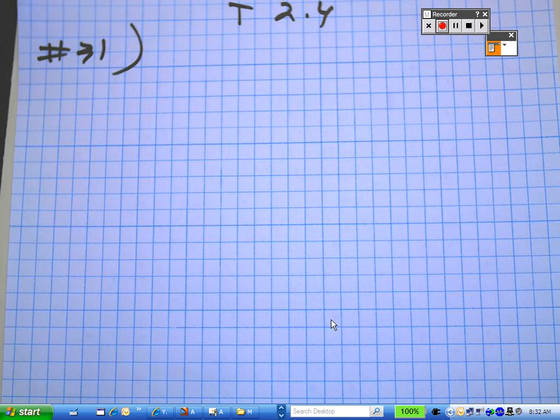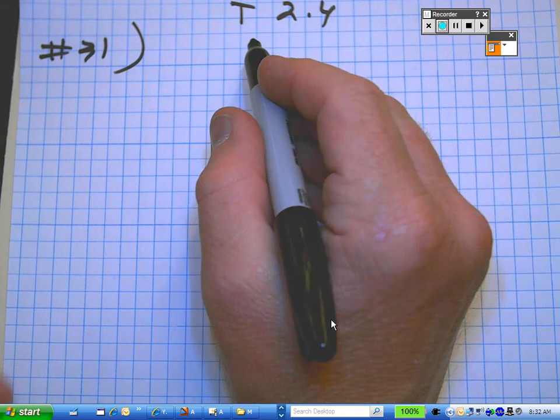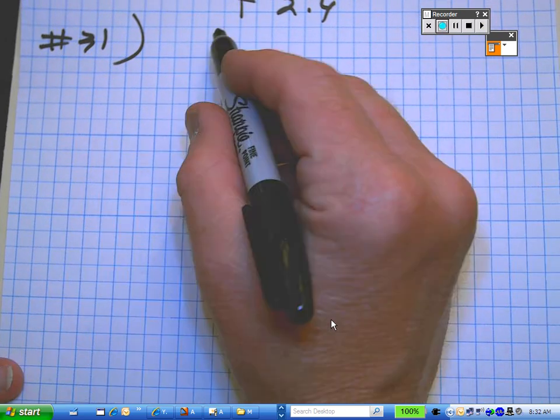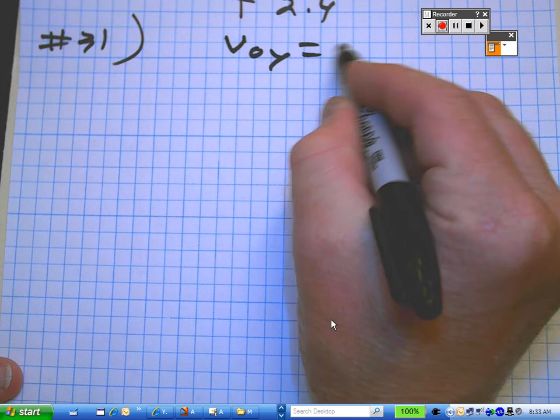Hi, AP Physics students. Here are some text hints for number 2.4, and they are problems number 31 and 39. If you look at number 31, it isn't very difficult, so I will just give you a couple of tiny hints. Again, if something is fired horizontally like this rifle is, the V0Y equals 0.